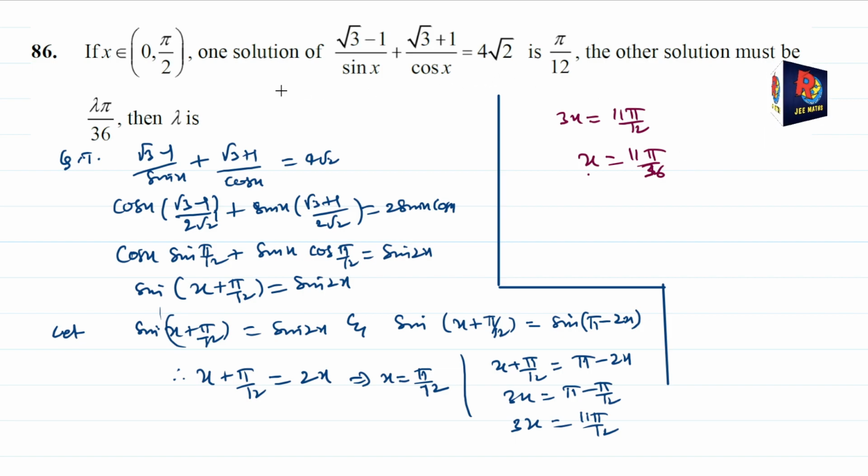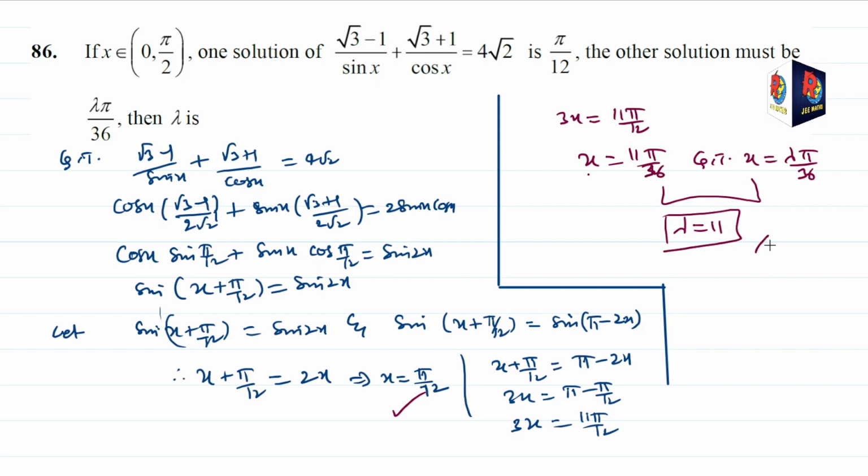Therefore, this is the first solution already given. The second solution is given that this x value equals to lambda pi by 36. If we compare these two equations, therefore lambda value equals to 11. This is the answer.